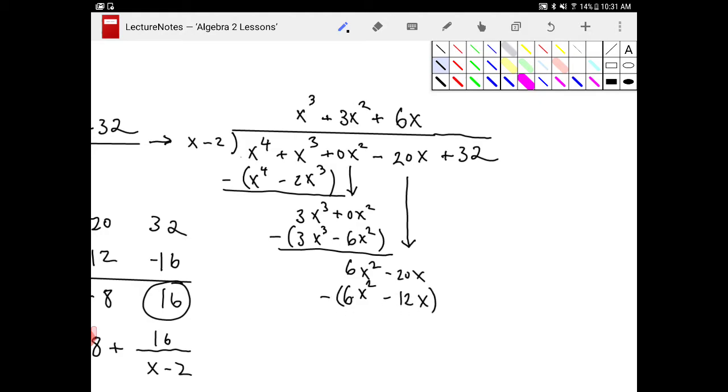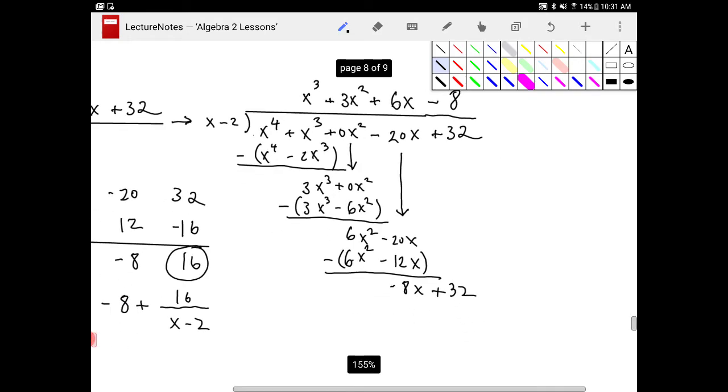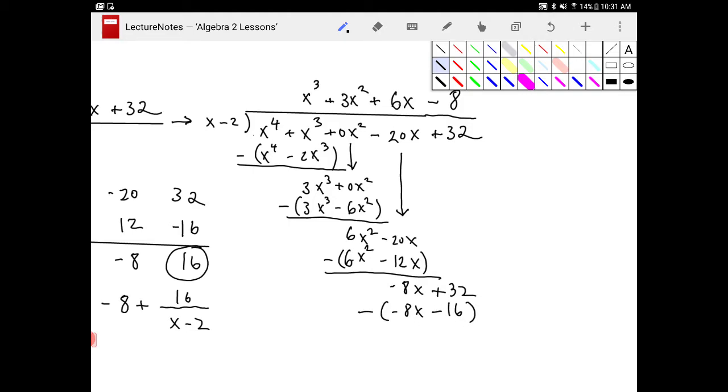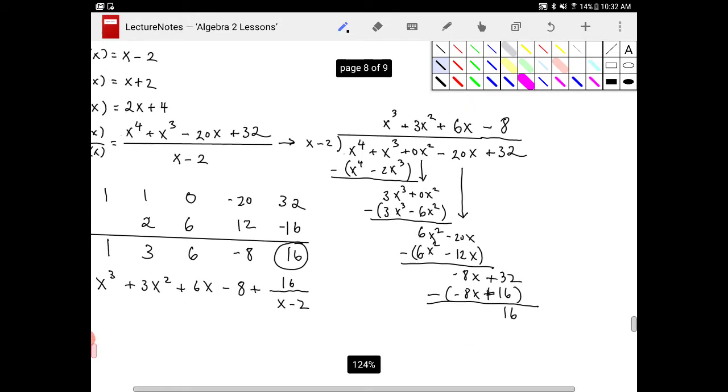And I subtract. So I get negative 8x plus 32. And I'm going to subtract by 8. So I get negative 8x plus 16 minus 16. And subtract. Right? Negative 8 times negative 2 is positive 16. And now I subtract, and if I do, I get positive 16 as my remainder. And that was exactly what had happened.